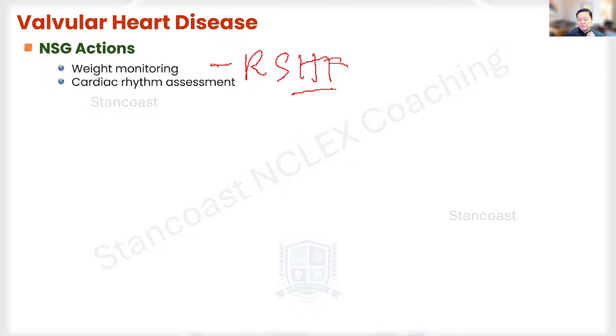So for example, if it's greater than 2.2 pounds per day, you have to make sure that this is relayed to the medical provider, because this is really a sign that the heart failure is worsening.